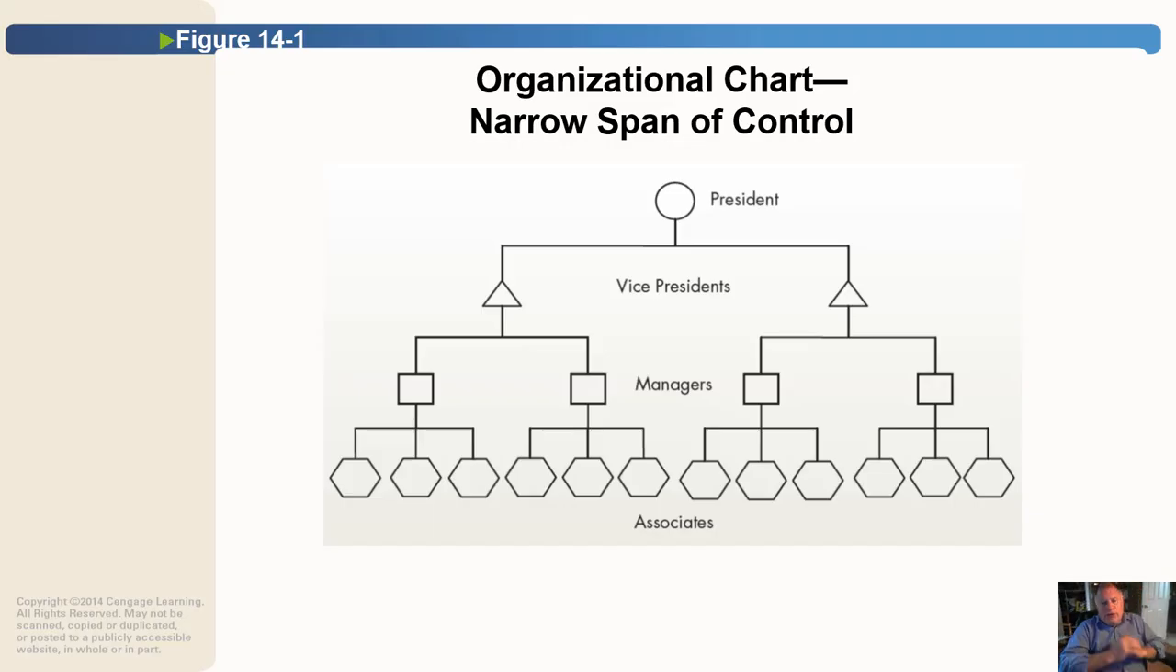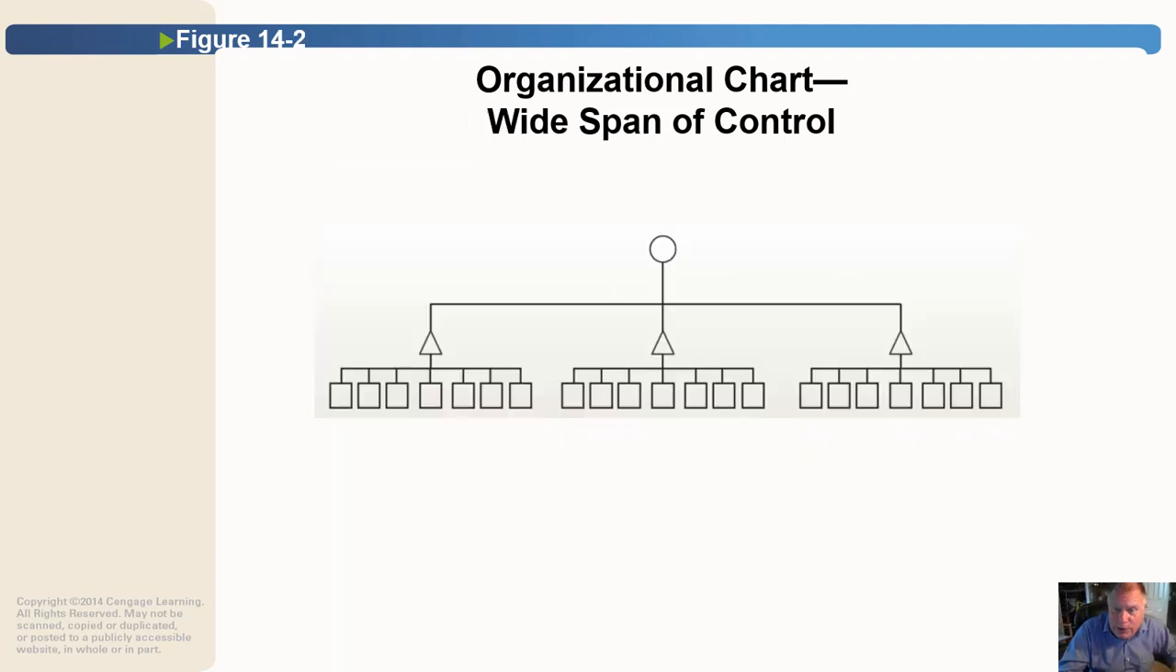Now, here is one where you have a fairly narrow span of control. If we look at that in this business, we have the president, and then we have vice presidents. And reporting to the vice presidents are managers, and reporting to the managers are associates. So this is really, when you look at it, a narrow span of control. Nobody has a lot of people reporting to them. The managers have 3 people, vice president has 2, president has 2. So that's what we define as a narrow span of control.